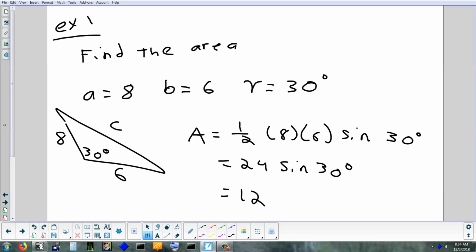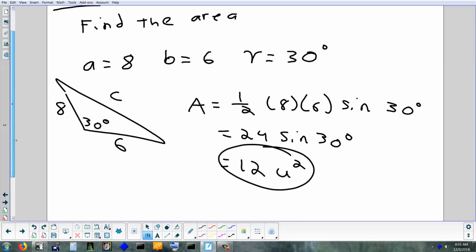Now, I don't know if these are inches or feet or centimeters, but I know that area is always square, right? So I'm going to put 12 square units. If I knew it was inches, I'd put square inches. If it was feet, put square feet. So you always want to make sure you put a label on it. That's it. We just found the area of a triangle that we didn't know the height of. We need 2 of the sides and 1 of the angles.